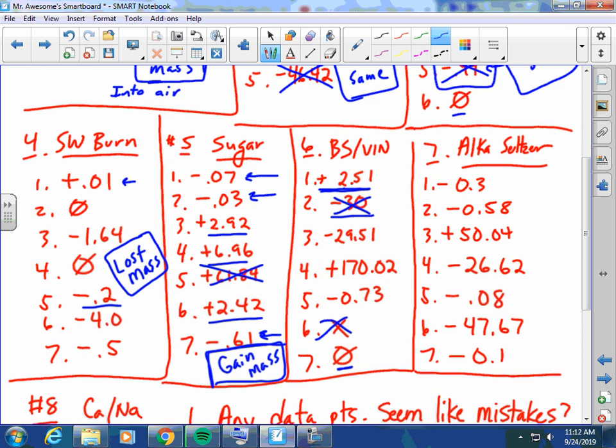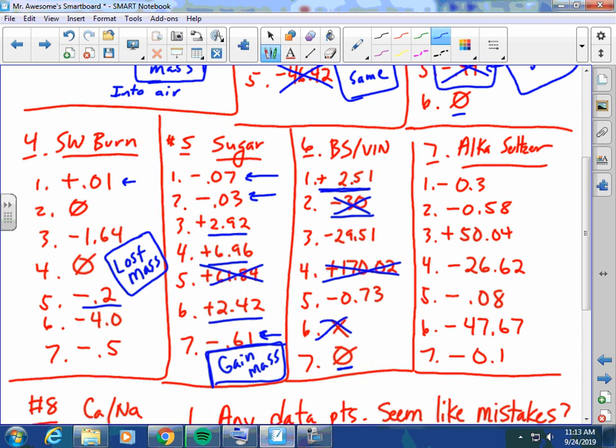Okay. So this, I mean, how could you gain 170 grams? First of all, with the baking soda and vinegar, what happened? You think it should lose? Why? Tons of bubbles. Where'd those bubbles go? Into the air. So does it make sense we're going to lose mass on this station? I think it does. I think we should lose some mass.